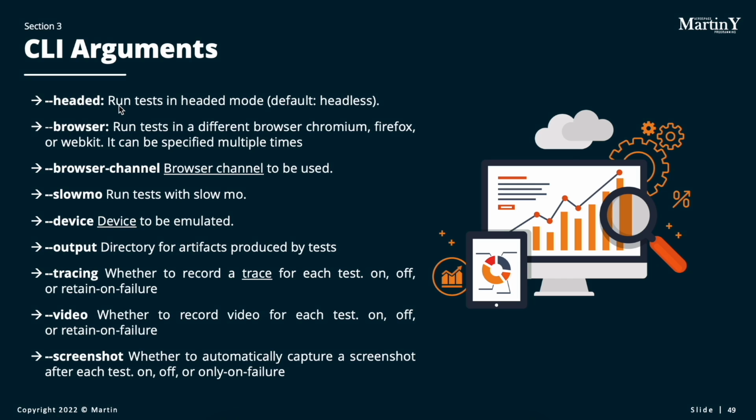So the first argument, which you're probably already familiar with, is the headed argument, and you would usually want to enable this one when you want to do some advanced debugging. Then is the browser argument, which is used to specify the browser with which you would like to run your script. So you would usually have a default browser.